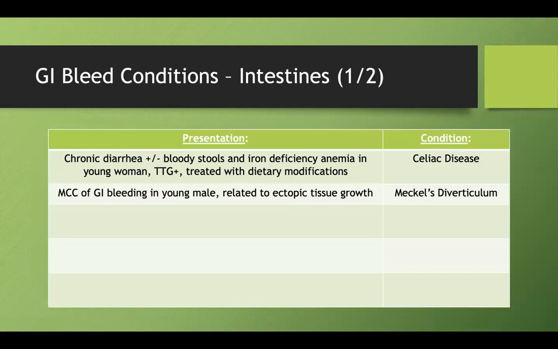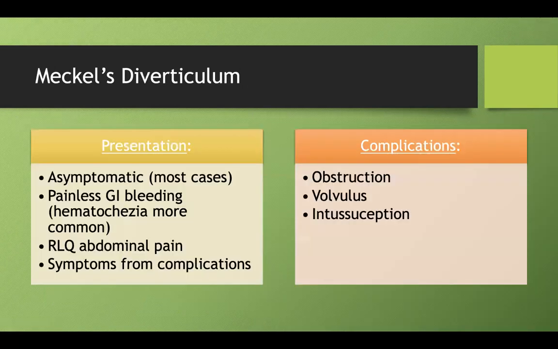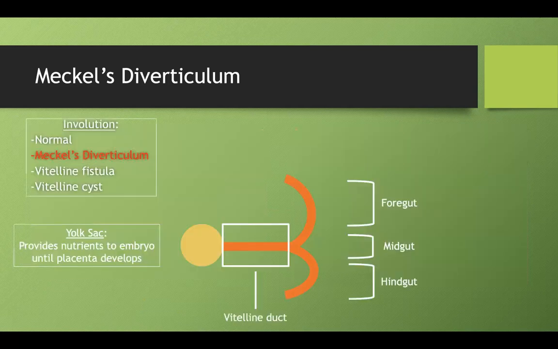Now we're talking about Meckel's diverticulum. If we go to here, we can notice that painless GI bleeding, especially hematochezia, because it's a lower GI bleed, is the more common. It's more common than melena. And here's our pathogenesis that I showed you in the small intestine lecture.